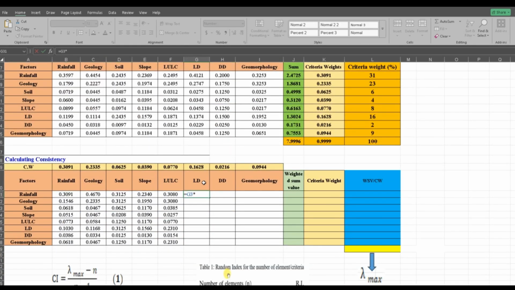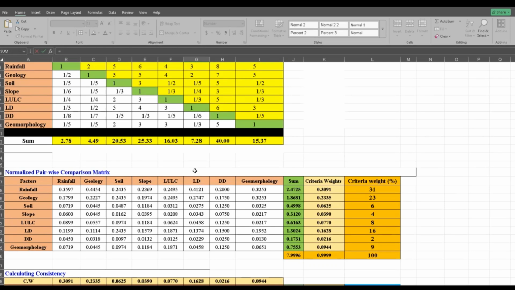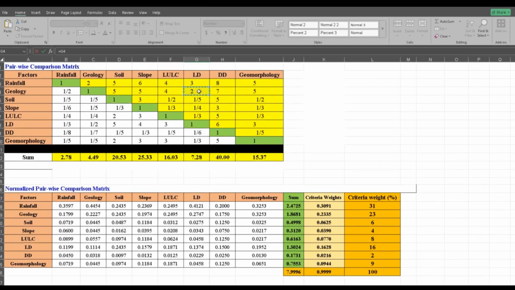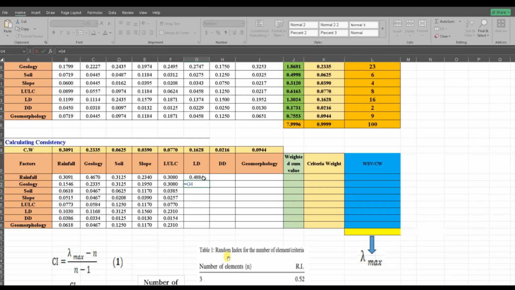3 times the criteria weight for lineament density 0.1628, which is equal to 0.488. This is also equal to G4 multiplied by the criteria weight of lineament density 0.1628, which is equal to 0.3256.